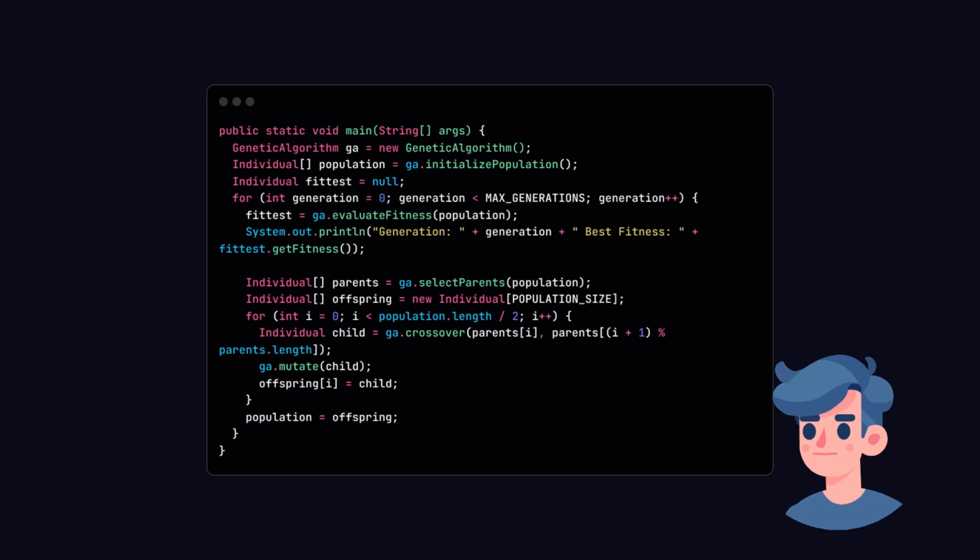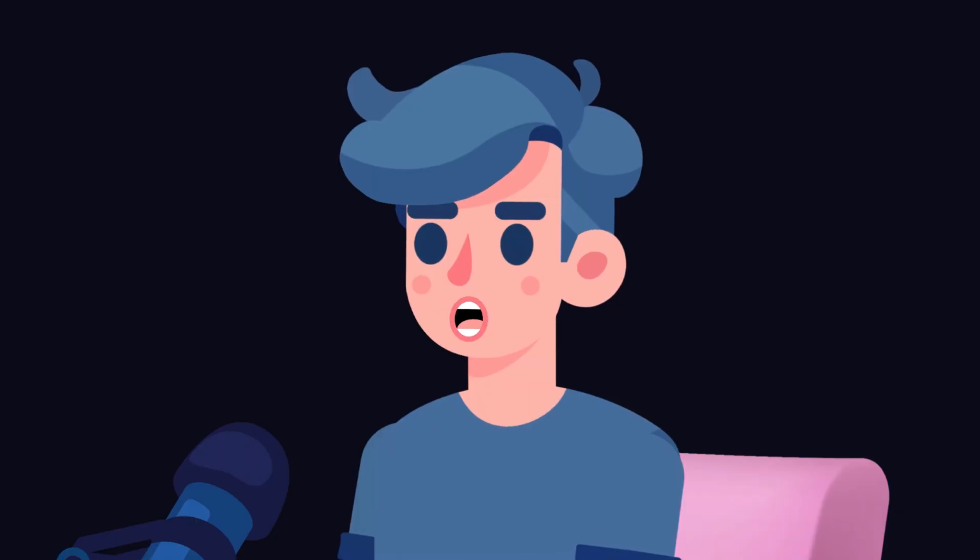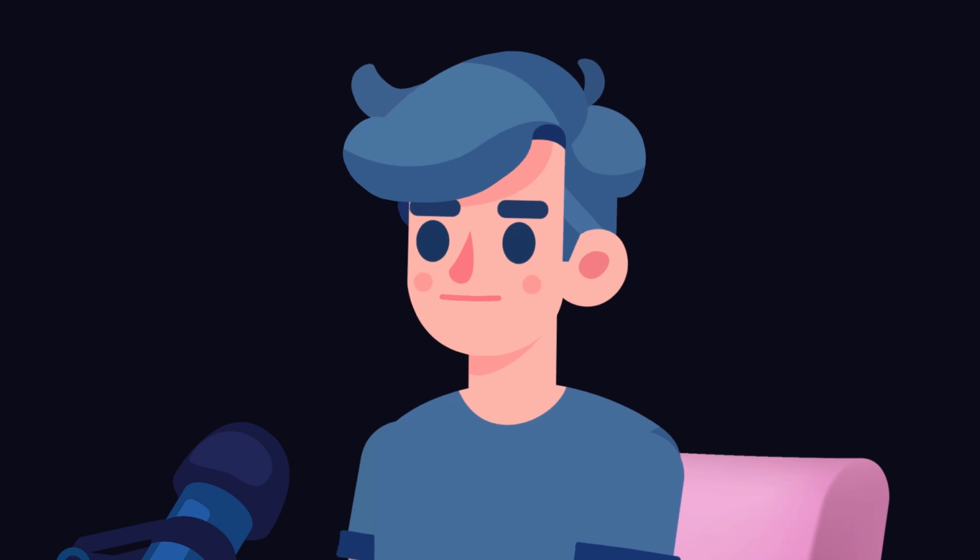At this point, we have all the building blocks in place for the genetic algorithm. Let's put this all together in our main method to iterate through generations and evolve our population. We've now got a functioning genetic algorithm. Let's test it out and see if it can effectively maximize the function we defined.